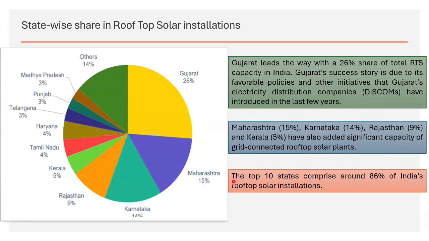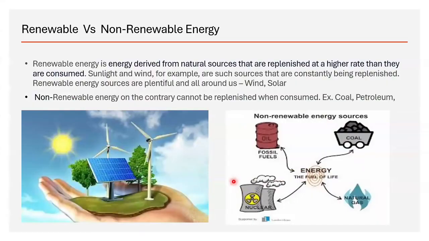Now the state-wise share: we can see that Gujarat has the highest share in terms of solar generation of this total solar generation capacity of India. Gujarat stands at 26%. Next is Maharashtra 15%, Karnataka 14%, Rajasthan 9%, Kerala 5%, and Odisha is around 2 to 3%. But definitely this momentum has a good push in Odisha itself. So nowadays, more and more people are willing for this kind of rooftop solar system installation.